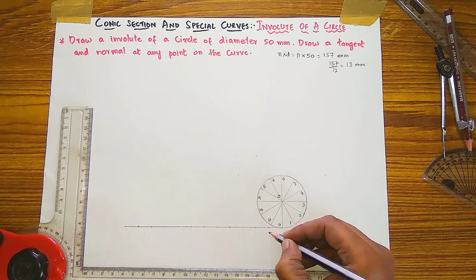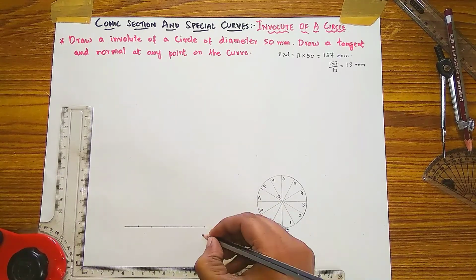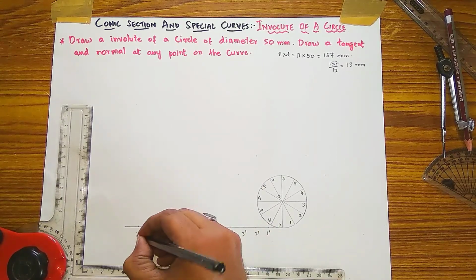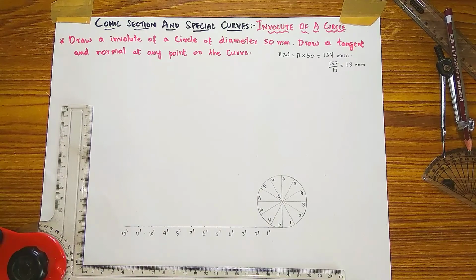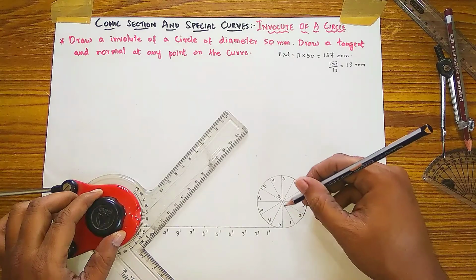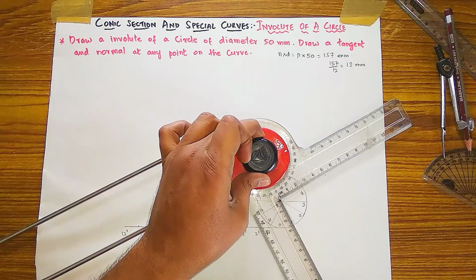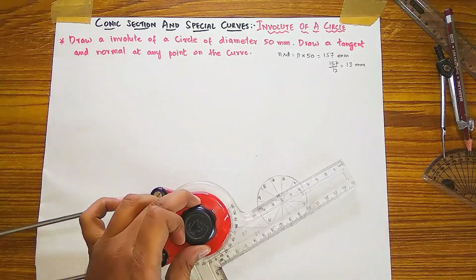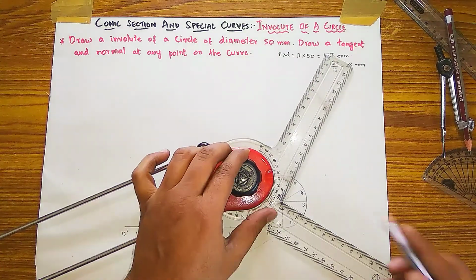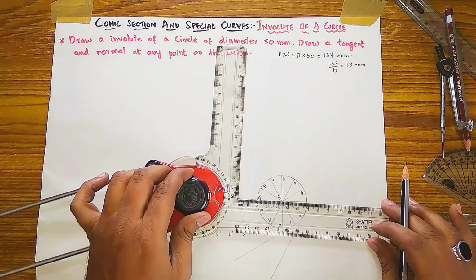So you have to number here also: 1 dash, 2 dash, 3 dash, 4 dash, 5 dash, 6 dash, 7 dash, 8 dash, 9 dash, 10 dash, 11 dash, and 12 dash. Then you have to draw perpendicular lines from these points. How many lines? Adjust your mini drafter like this and draw a perpendicular line from 1 like this, and simultaneously for 2 and 3 draw perpendicular lines at each point.